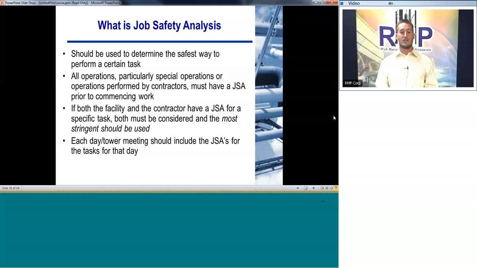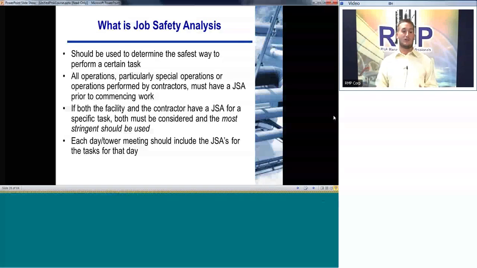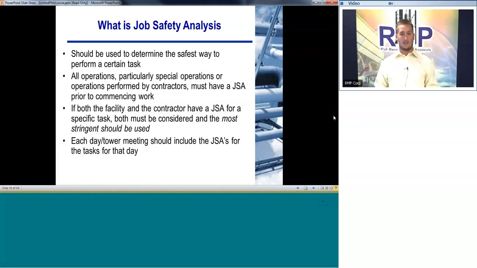Also, each day when you're having your meeting, you want to include JSAs for the tasks for that day. So if you're going to do some crane operations, some specific crane operations for that day that are unusual, you want to sit down, review the operating procedure, review the JSA, and make sure that the hazards are listed out and that safety designations are given to someone to watch over. A responsibility is designated so that someone can look over and make sure that these safeguards are implemented while this task is being performed.